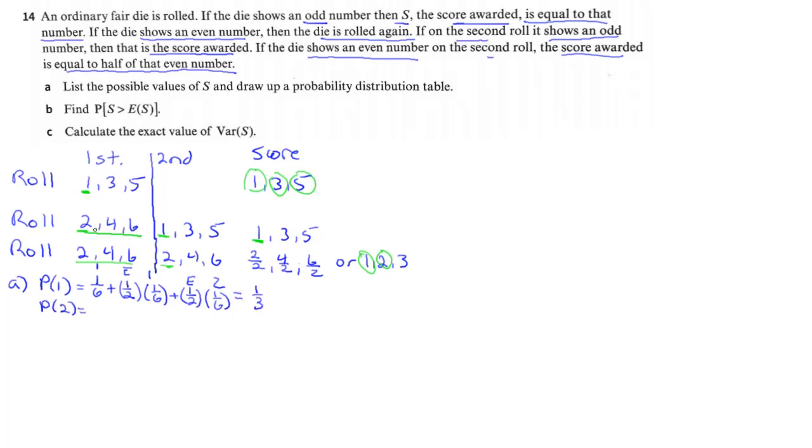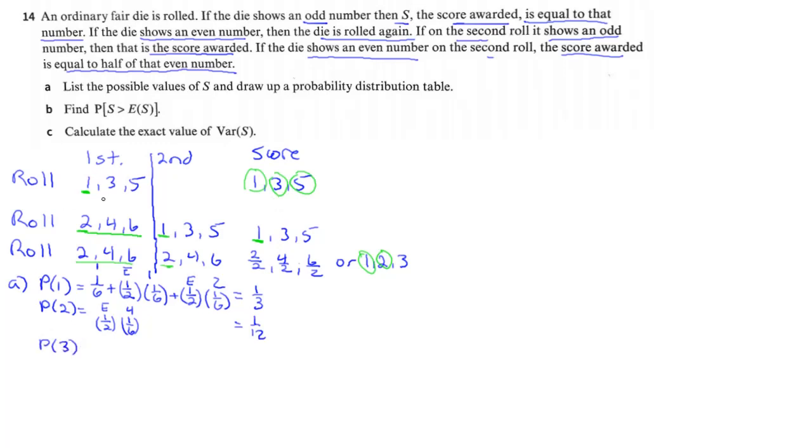Now the probability of getting a 2, well, I can't get a 2 if I roll the first odd number, so now it has to be an even number, and the probability of getting an even number is 1/2, and then the only way that can happen is if I get a 4 on the second roll. So that's going to be a 1/6. So the probability of getting a 2 is 1/12.